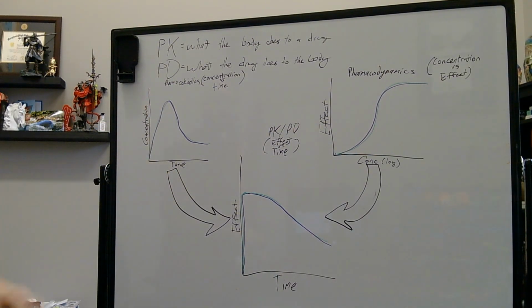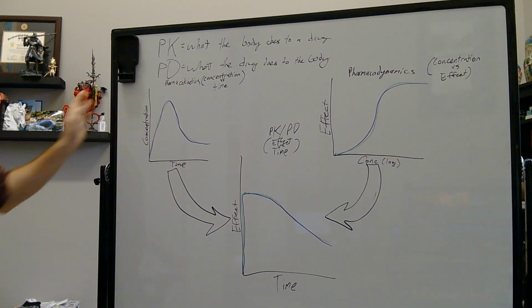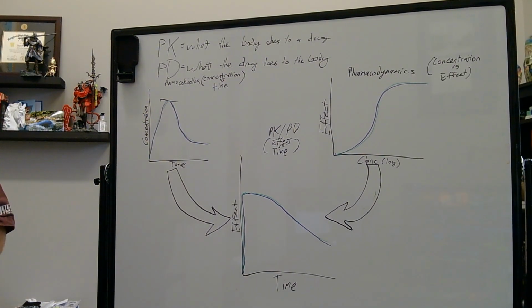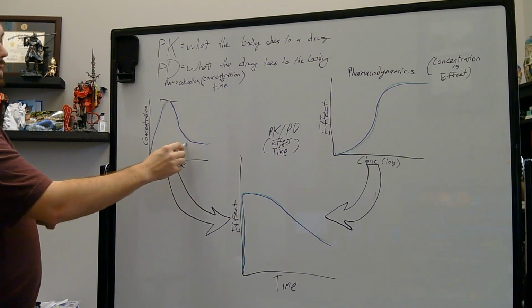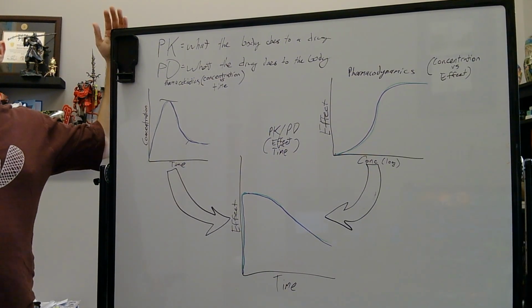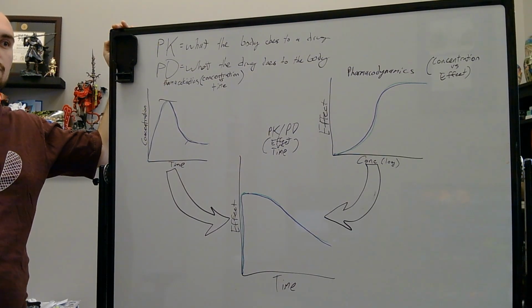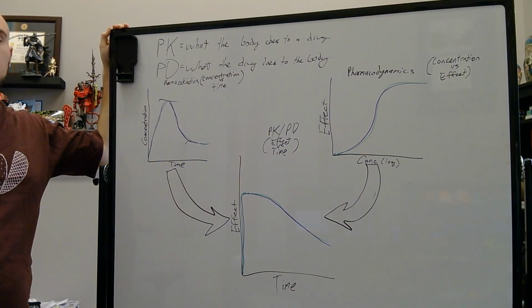Anyway, so with PK, you're going to see things like the Cmax. So Cmax would be right here at the top of the graph. You're going to see the Cmin as well, so the minimum concentration down here. You're going to see the half-life of a drug, so how long does it take for 50% of the drug to be removed. You're going to see the clearance of a drug, so how fast the drug is cleared from the body.